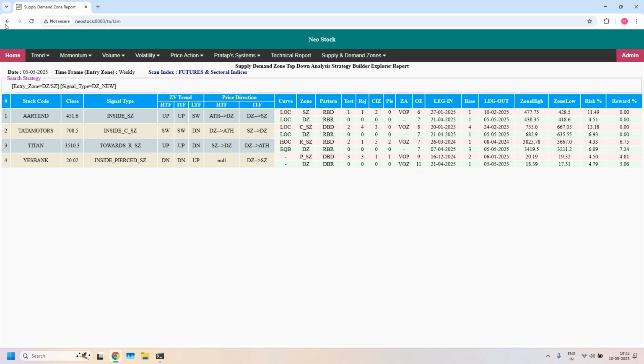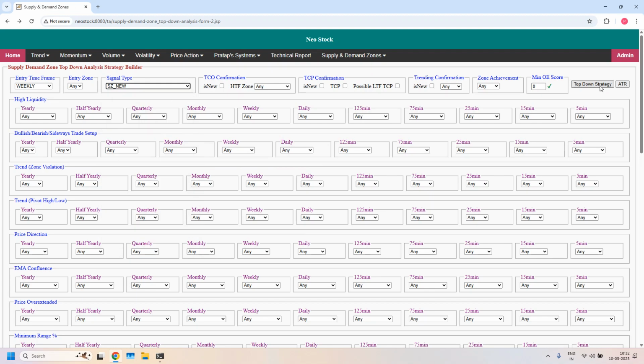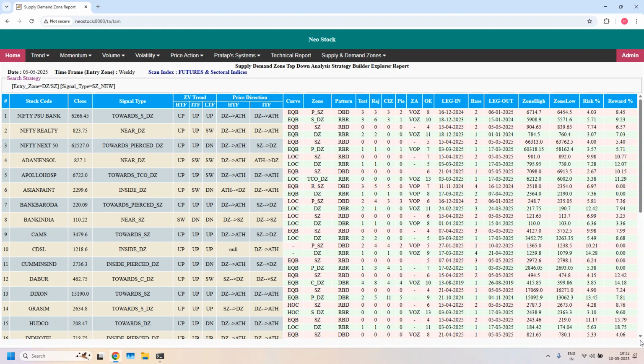Okay, next newly created weekly supply zones. So several weekly supply zones are created during this week. All these stocks are having newly created weekly supply zones. Look into the timestamp, week open timestamp. And this one is not a week open, right? That means this zone is having a fine-tuned newly created zone.